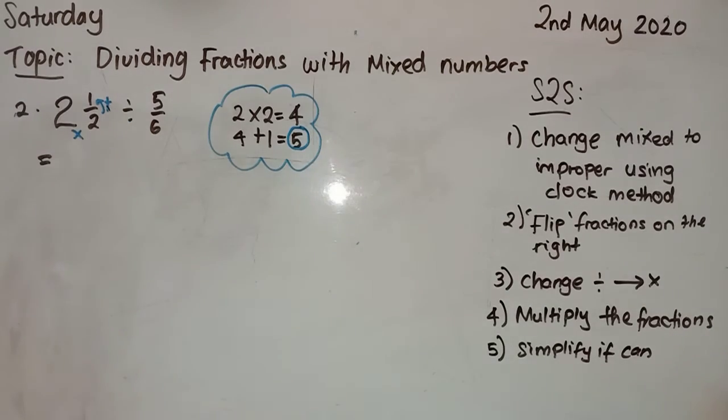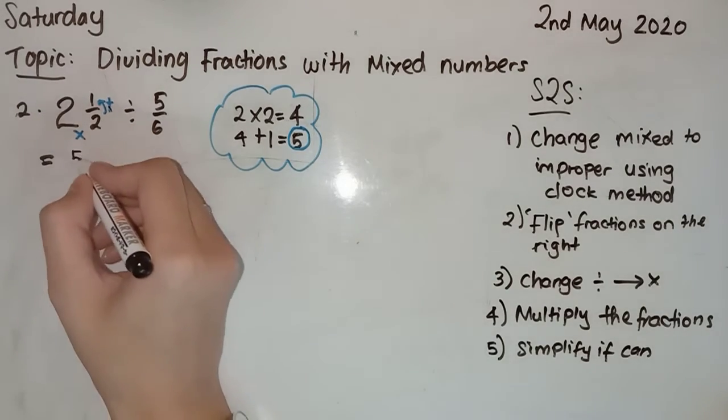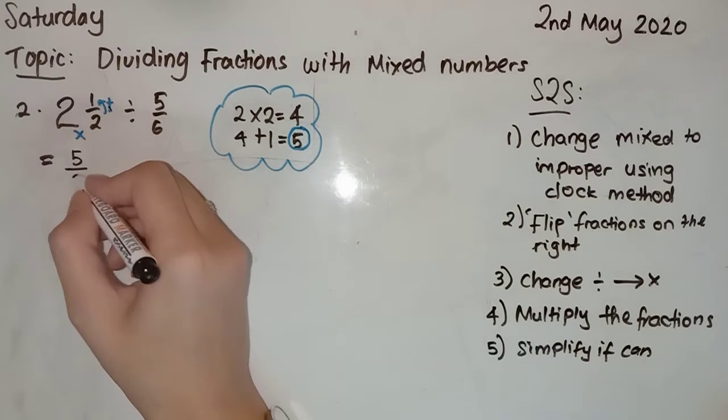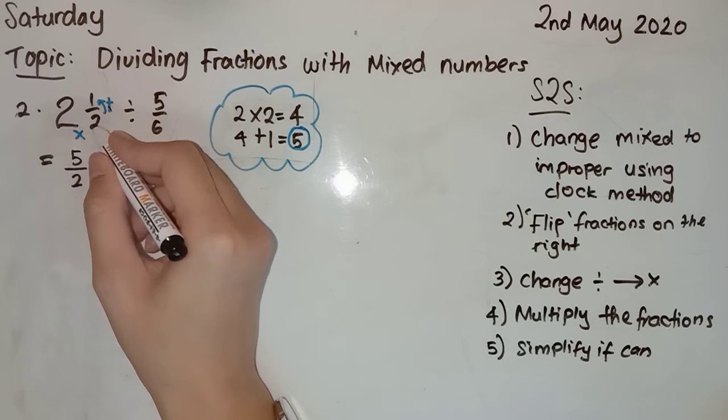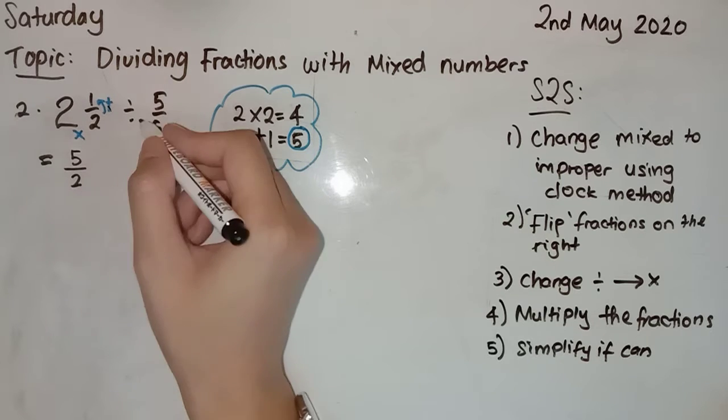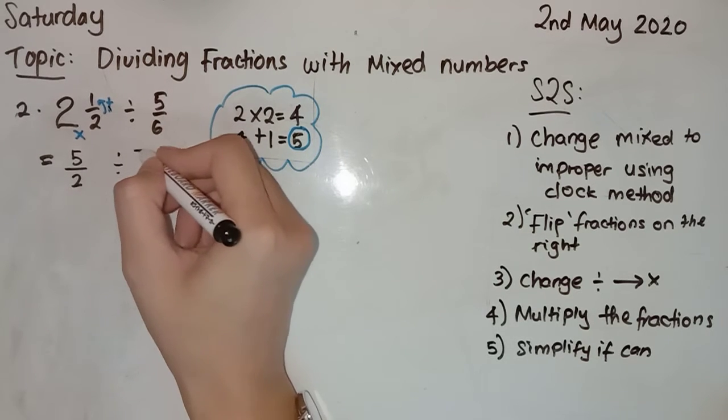Take this 5. That's going to be your numerator over 2. Because 2 is the denominator. Remember, the denominator stays the same. Okay? And then bring this down.